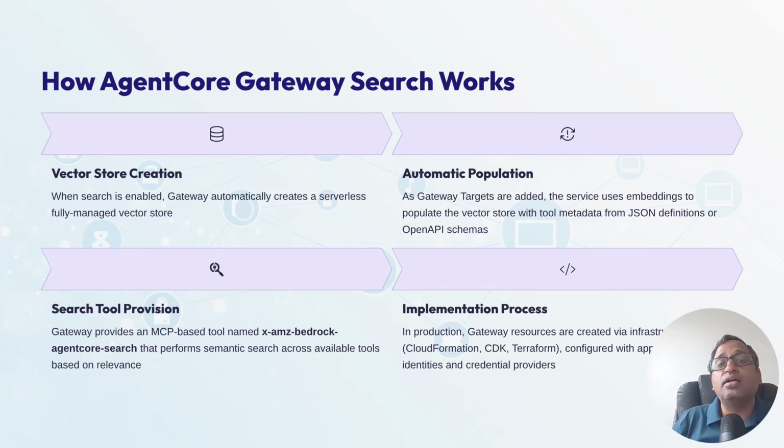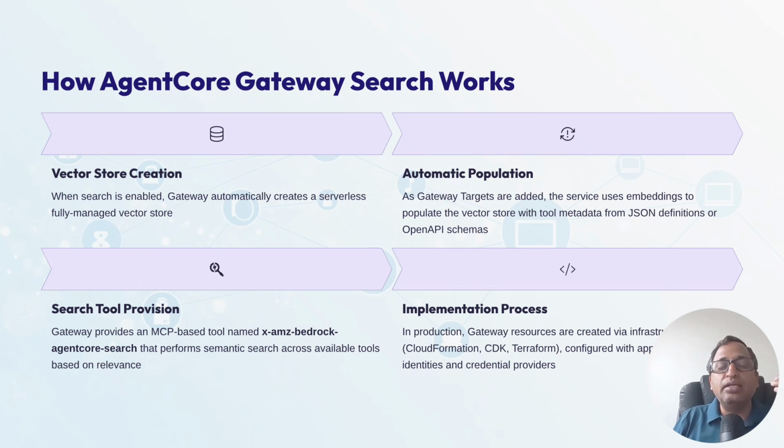Then comes the search tool provision. The gateway exposes an MCP tool called x_amazon_bedrock_agentcore_search. This tool performs semantic search across all indexed tools, ranking them by relevance to the agent's query. For example, as I said, if you say update shipping status, or draft new advertisement, it knows that for update shipping status it requires only a shipment tool, maybe an order status tool, a couple of tools, because it knows the context of this particular user query.